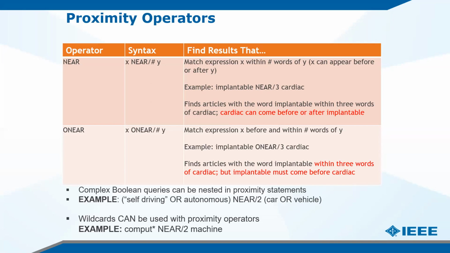And ONear says, look for the keywords or phrases on either side of the ONear operator as close or as far apart as I've specified by the numeral, but only in the order specified. So near says, look for the keywords or phrases in the order specified or reverse, whereas ONear says only in the order specified.